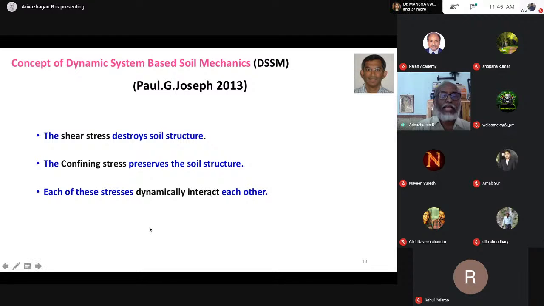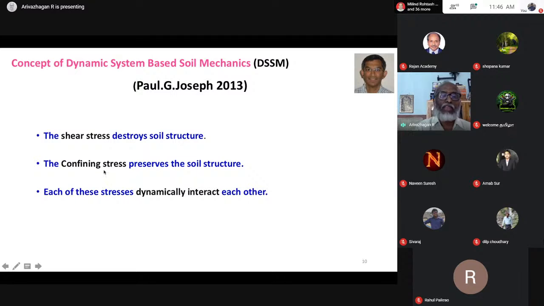He says the shear stress destroys the soil structure. At the same time, confining stress preserves the soil structure. So each of these stresses dynamically interacts with the other, that is shear stress and the confining stress, their interaction. One has one activity, the confining stress has another activity during the soil deformation. So what activity? Shear stress tries to destroy the soil structure.